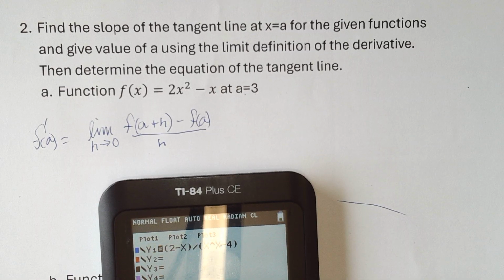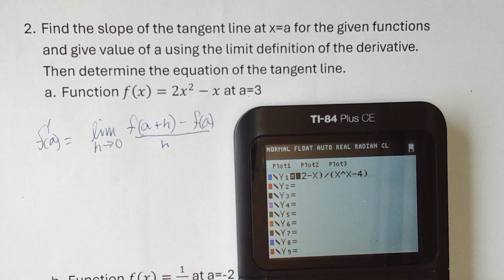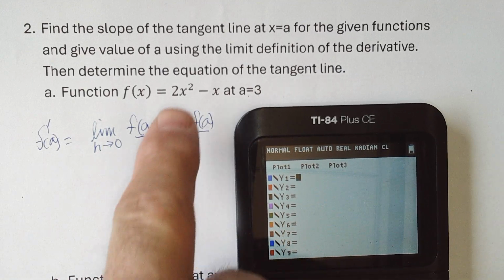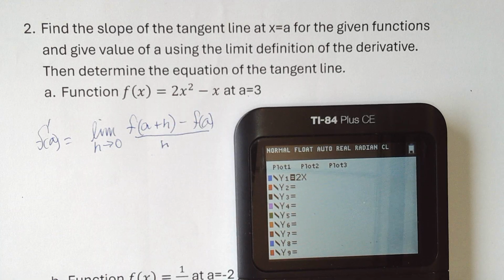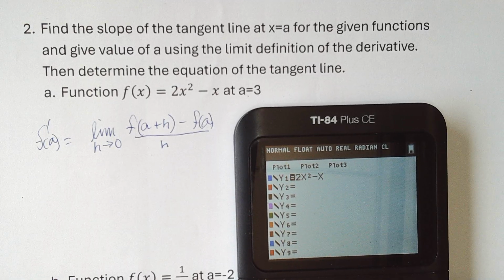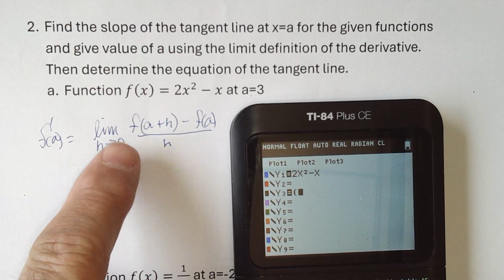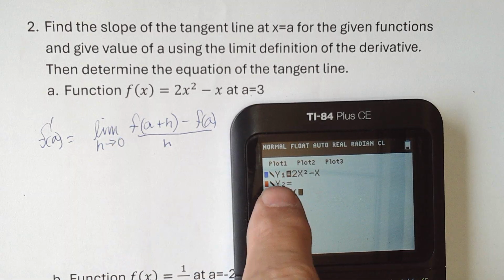So to do this, I'm going to type in the function in y1. So clear, and the function is 2x squared minus x. I don't know why my calculator quit doing pretty print, but anyway, 2x squared minus x. That's the function. And then I'll come down here and do it in y3 so you can see the difference here.